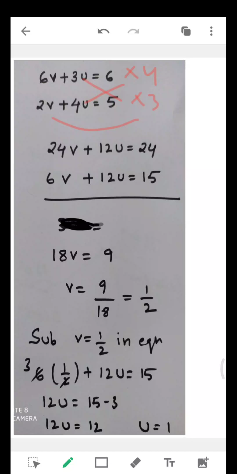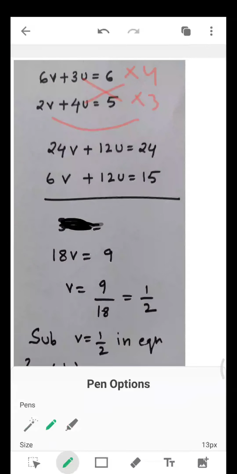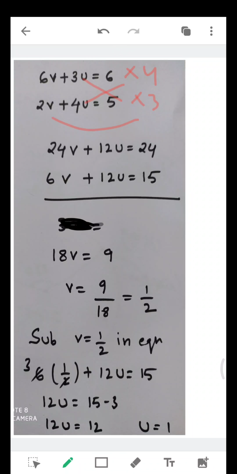Let's see that now. So to cancel this 12u, I cannot cancel them directly, so I should change the signs. So let's change their signs. This becomes plus, minus, plus, minus. So I can cancel 12u minus 12u. I can eliminate. 24 minus 6 is 18v, and this is 9, and v is equal to 9 by 18, that is 1 by 2 if you cancel it.